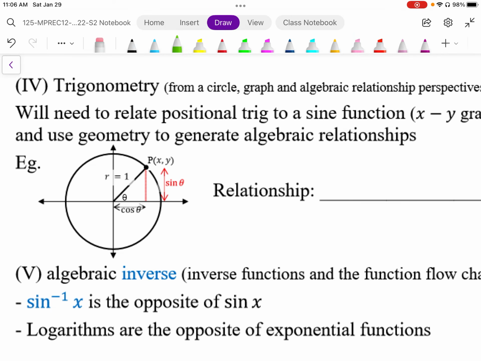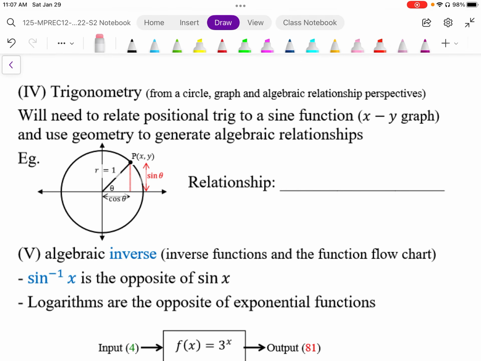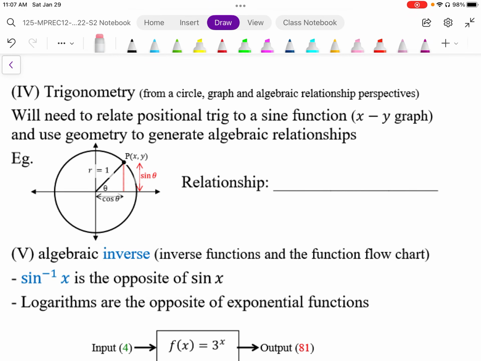But based on this circle, then we're going to be able to get a graph, a sine graph, based on how the y value changes as we rotate around the circle. Okay, and we're going to rotate around the circle in this direction, in the positive direction, and we're going to see what kind of function traces out from that. We're going to end up with something called a sinusoidal graph. So we're going to go from the circle to the graph, but we're also going to go to algebraic relationships.